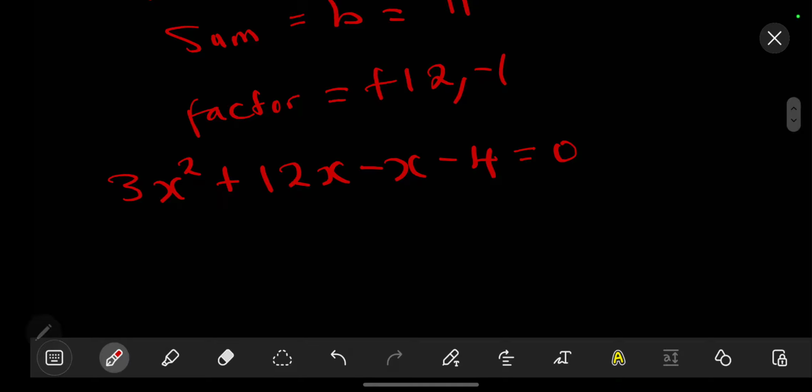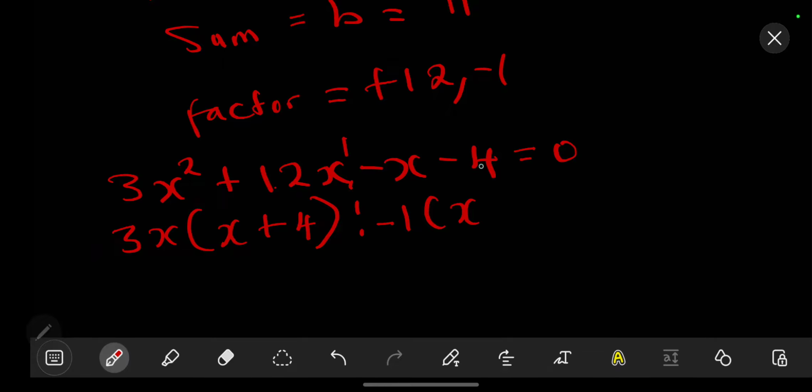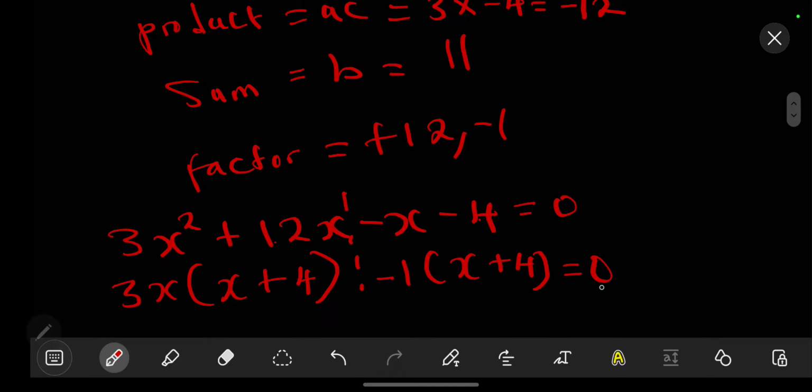Let us factorize in parts. 3 is common here and x is also common. So we have 3x, then open brackets. If we remove 3x, we remain with x, then plus 12 divided by 3, that's 4. So that is what we have. Then here we factorize: negative 1 is common. Open brackets, negative x divided by negative 1 gives us positive x, and negative 4 divided by negative 1 gives us plus 4. So this should be equal to 0.